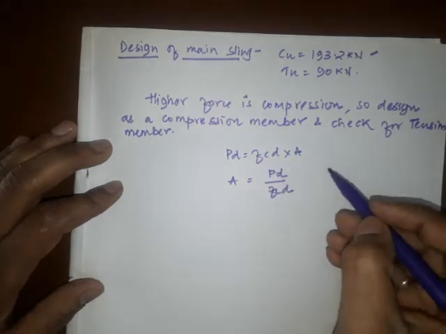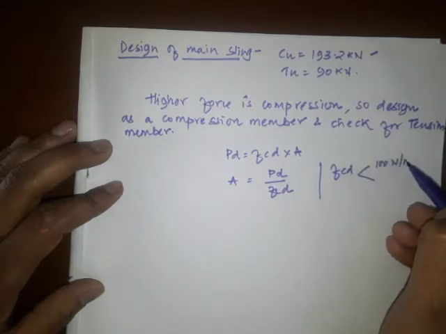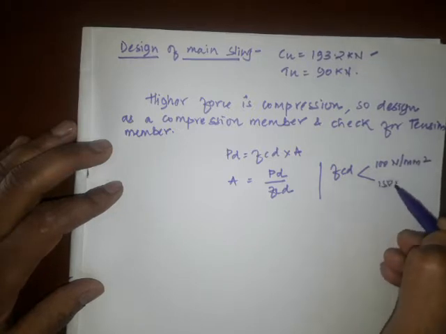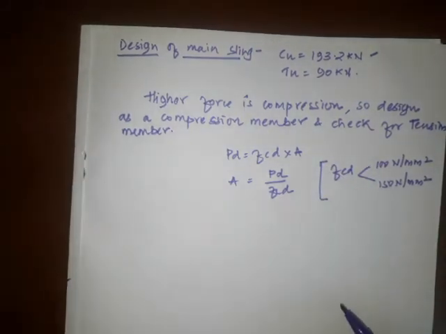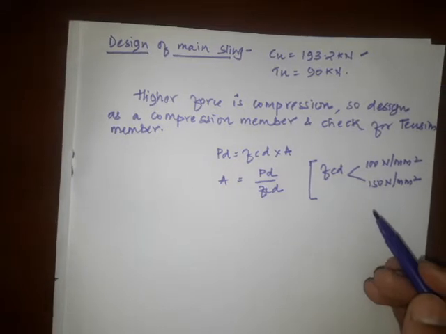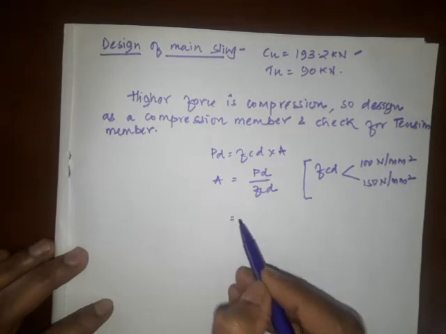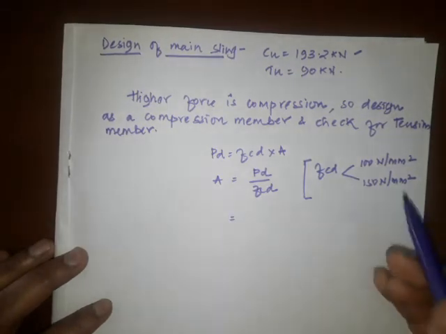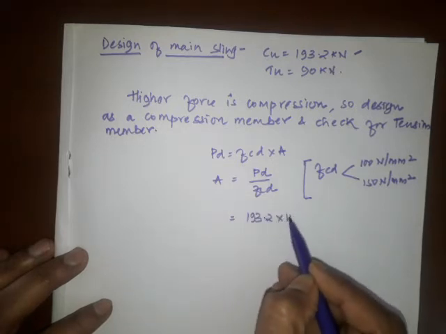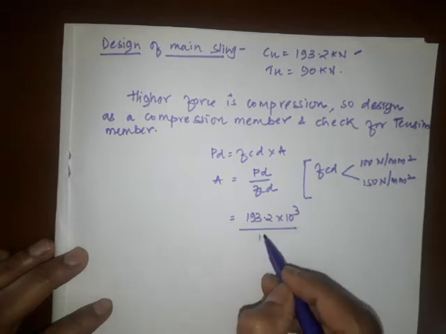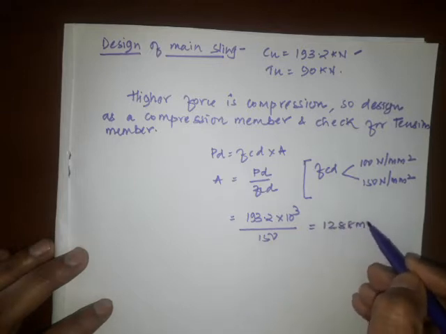PD by FCD. As I told you students, you can assume the value of FCD from 100 Newton per mm square to 150 Newton per mm square. This is again by thumb rule. For example, we will assume the value of FCD as 150. So 193.2 into 10 raised to 3 divided by 150, we get area as 1288 mm square.